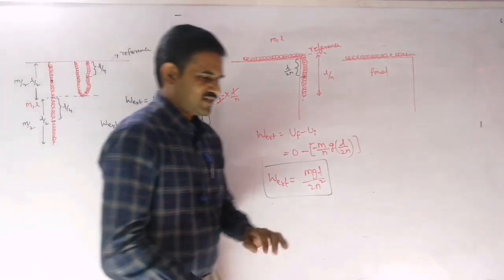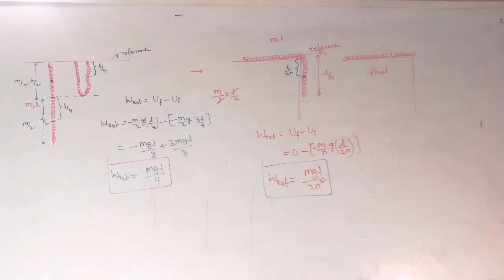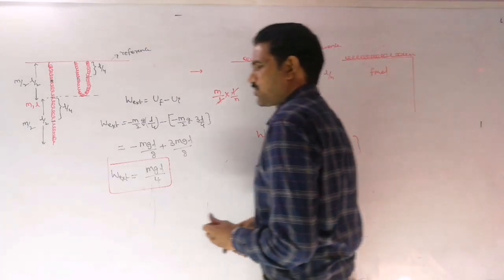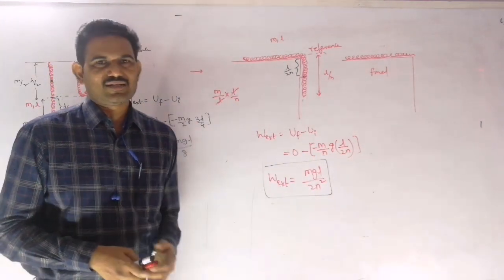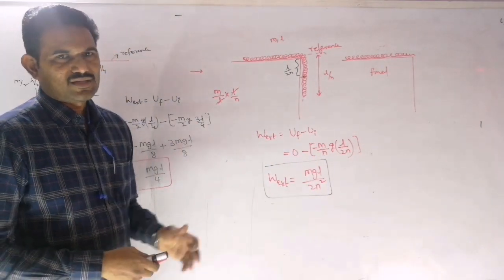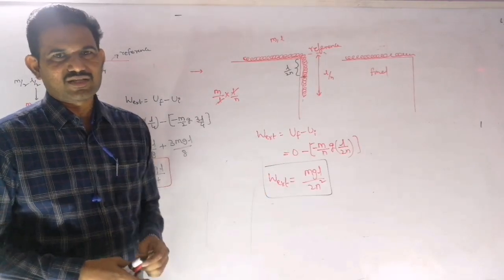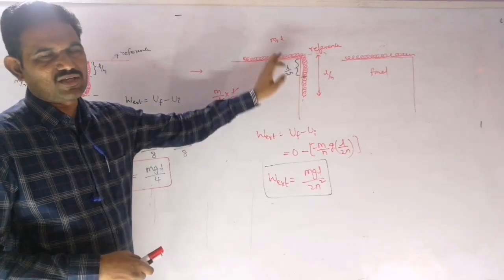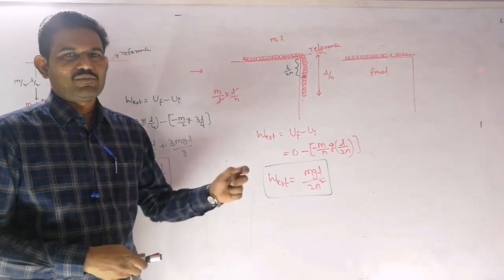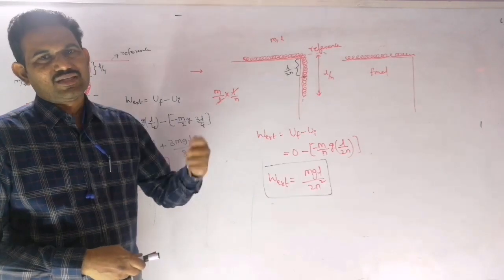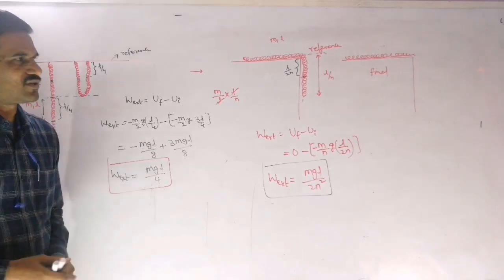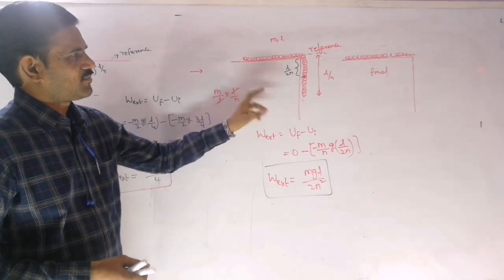Now there may be questions based on the same setup, like what will be the speed of the chain when the total chain slips from the table. That is not related to this, just a work energy theorem application. Just mention that if the chain starts slipping, what will be the speed of the chain when it just loses contact with the table? Just mention that question there. You may write that problem.